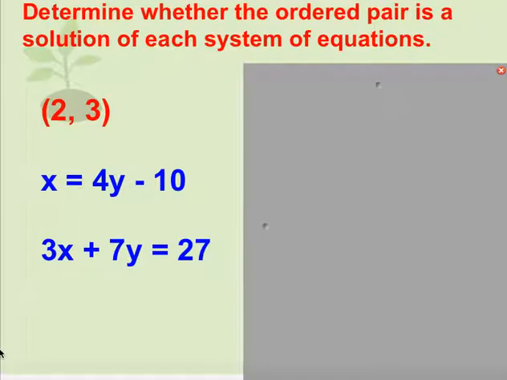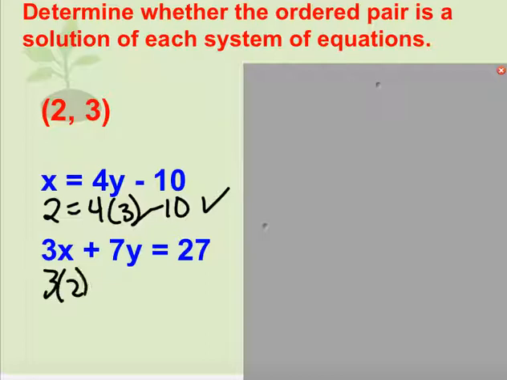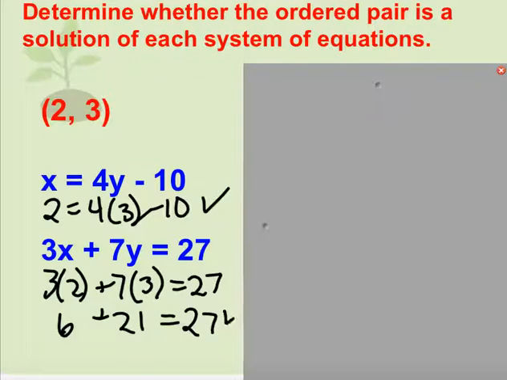So for example, let's try this one. We want to plug this coordinate in to see if it is a solution to the system. So x is 2 and y is 3. So 2 equals 4 times 3 minus 10. Well, that would be 12 minus 10, so yes, we do get 2. And 3 times 2 plus 7 times 3, does that give me 27? Well, we get 6 plus 21, so yes, that does equal 27. Because both of them are true, this is the solution to the system of equations.